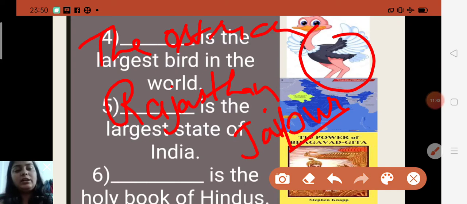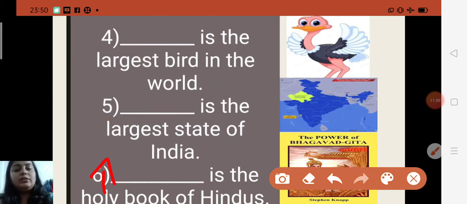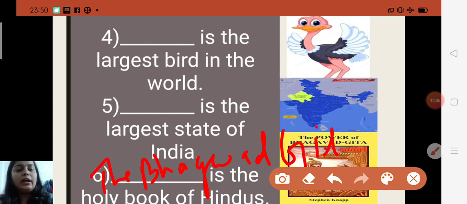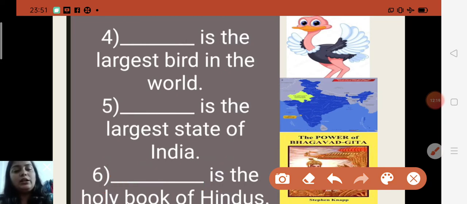Now let's see the next. The dash is the holy book of Hindus. What do you know? Yes, the Bhagavad Gita. Spelling of Bhagavad Gita. The Bhagavad Gita is the holy book of Hindus. And you all know, children, where do they go to pray? Yes, they go to the temple for worship. Understood, children?